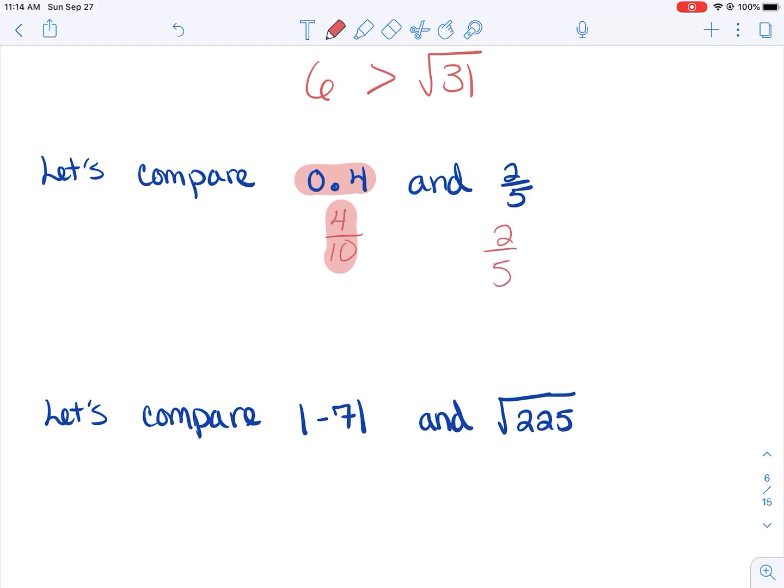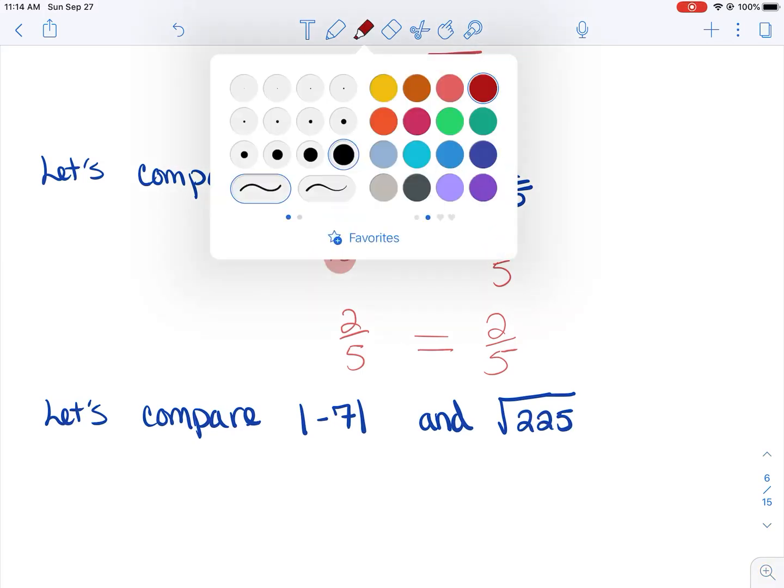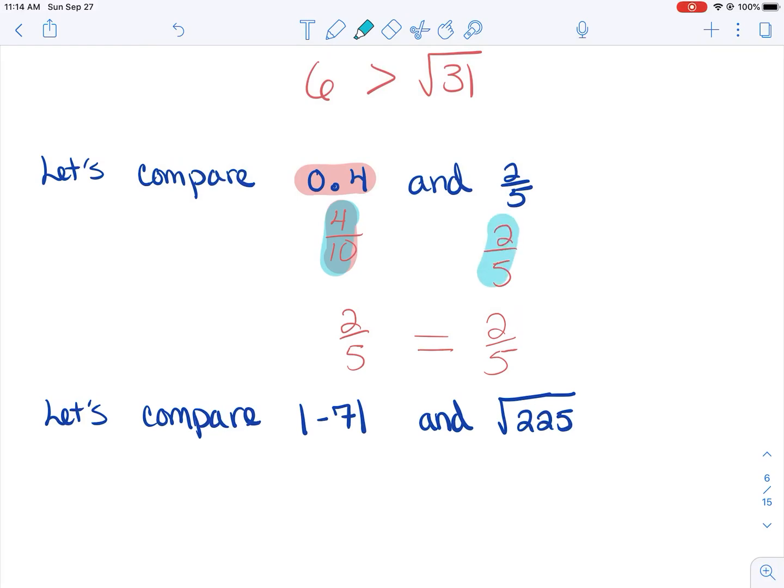So let's compare 4/10 and 2/5. Well, 4/10, if I reduce that, reduces to 2/5. 2/5 is already 2/5, so these two are actually equal, all right? When you want to decide if either is rational or irrational, ask yourself, can they be written as fractions? Well, 4/10 was definitely able to be written as a fraction, and 2/5 is already written as a fraction, so these are both rational.